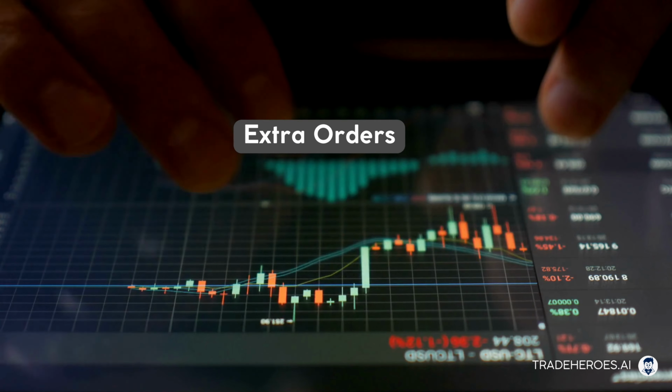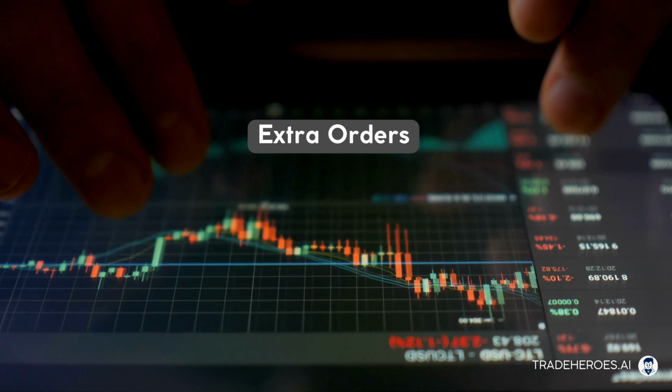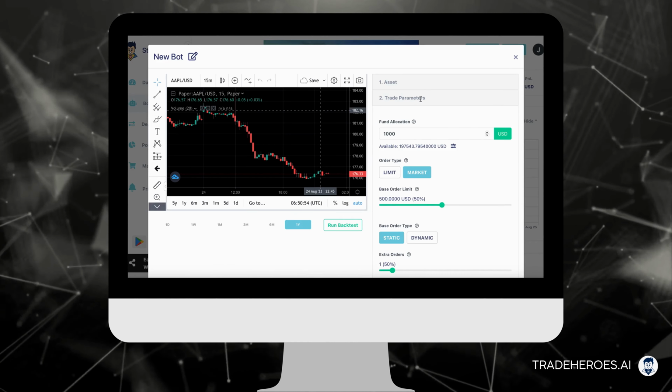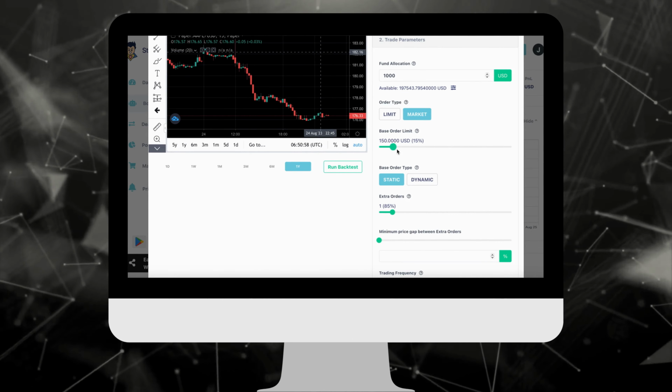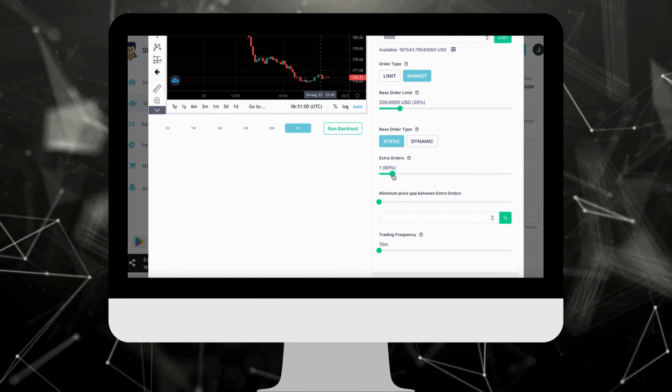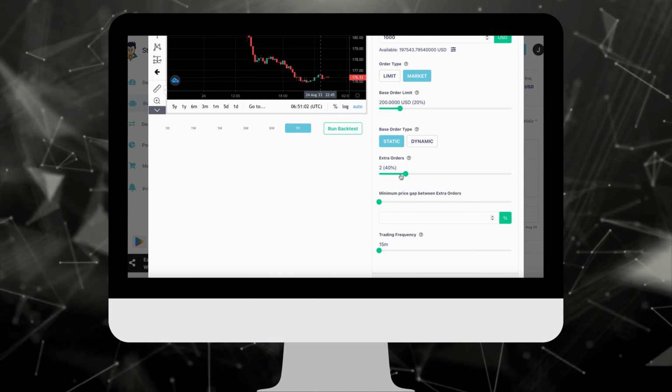Extra orders refers to the number of subsequent trades that the bot will execute after the first trade. If the base order limit is set to 20% and the number of extra orders is set to 2, each extra order will end up using 40% of the remaining fund allocation.